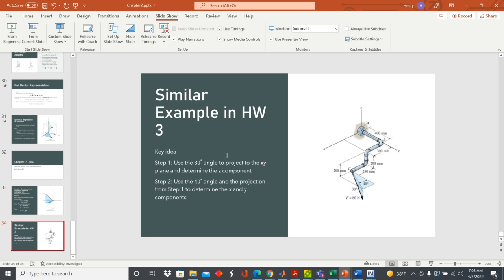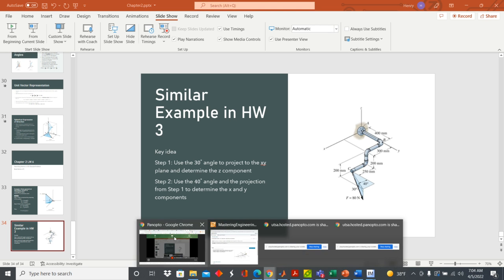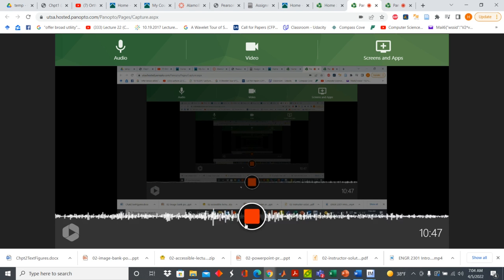So what you want to do is use this 30-degree angle initially in order to determine the z component. Be careful with the sign of the z component, along with the projection of this vector into the xy plane. Once you have the projection of this vector into the xy plane, you can use it to decompose into your x and y components. So hopefully that example was helpful for you. Again, let me know if you would like to see more written examples instead of just talking to slides.